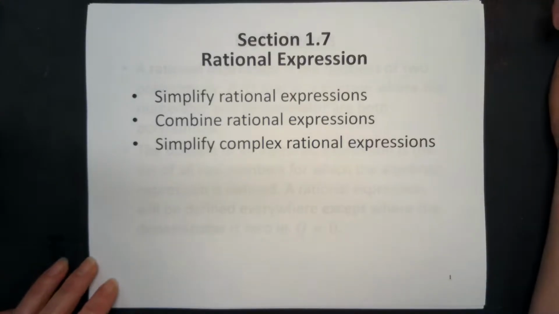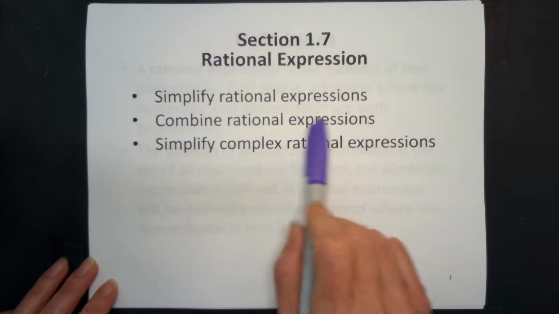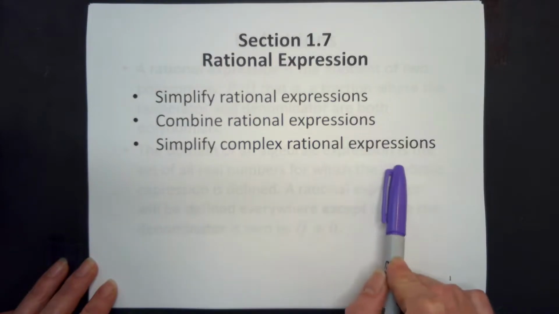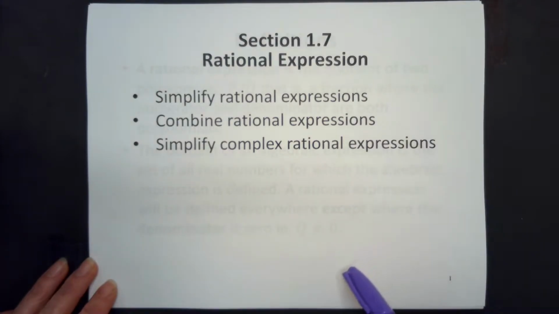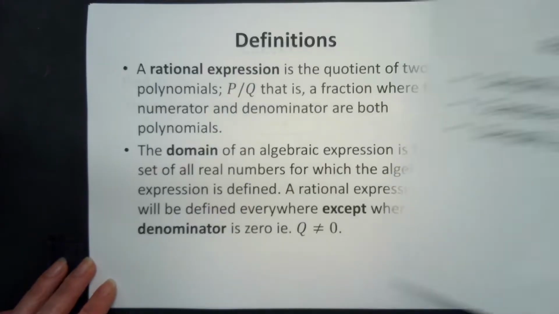Alright, so today we're learning section 1.7, rational expressions. So we're going to learn about simplifying rational expressions, combining rational expressions, and simplifying complex rational expressions. So we need all this information before we cover 2.5, where we're solving rational equations. And so usually it's better to cover this right before that section, so that's why this section appears in the chapter of 2 when we teach it.